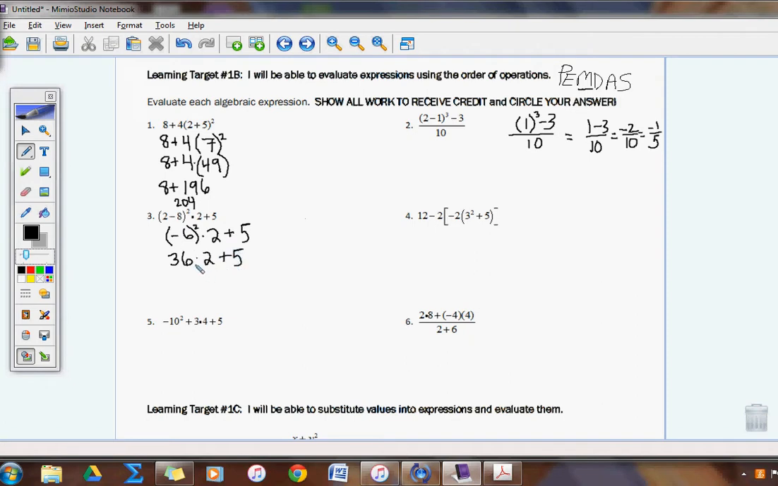And here we are again. Multiplication comes first. So I do 72. And then finally I add 5 at the end. And I get 77.